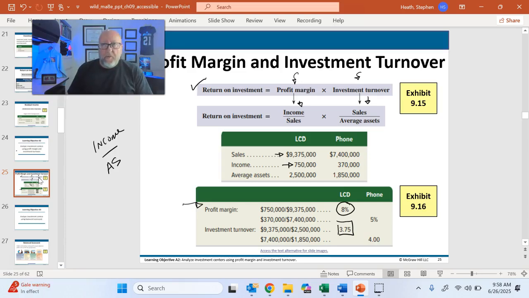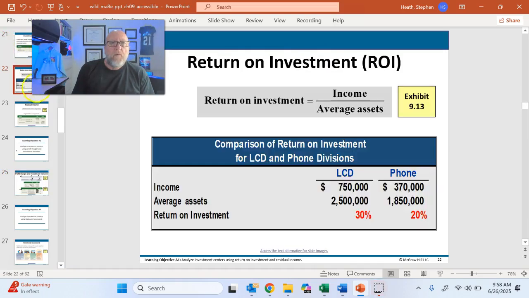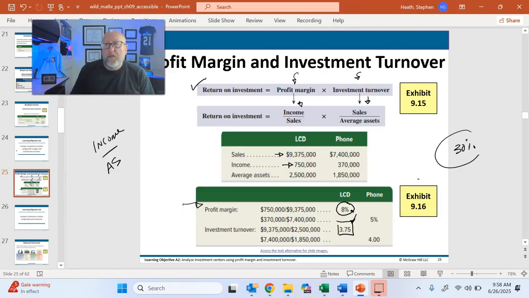And so now we could say, hey, listen, if my margin is 8% and I'm turning that over 3.75 times, 8% times 3.75 is 30%. Now, if we go back to a previous discussion where we were talking about return on investment and we just did income divided by average assets, our return on investment was 30%. And so all we're doing here is we're just saying it's a more complicated conversation, right?